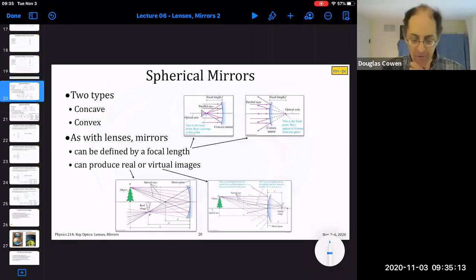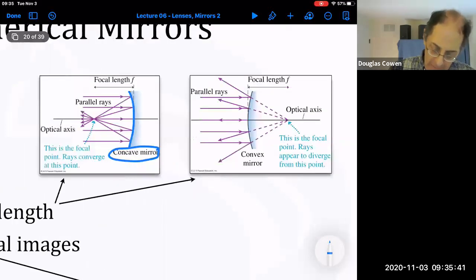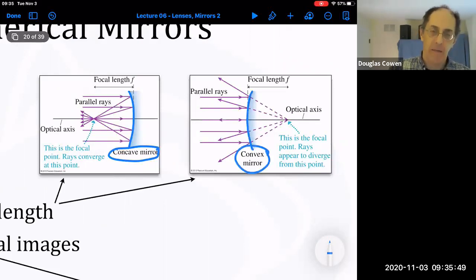So I'd like to now transition to talking about spherical mirrors, which are actually quite similar to lenses. There are two different kinds of spherical mirrors, concave and convex. So those are shown here. So this is a concave mirror. And the diagram here is meant to indicate that this surface that I'm just highlighting in blue is the reflecting surface. And to the right of that, we have a convex mirror, and the reflecting surface is likewise highlighted there.